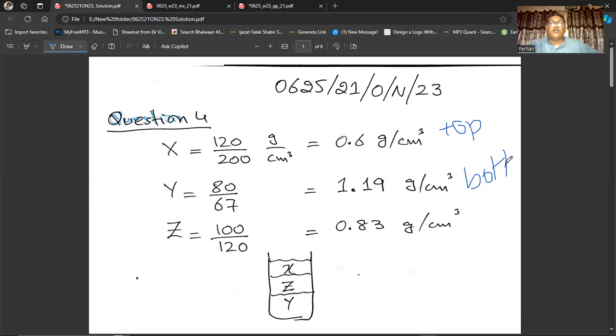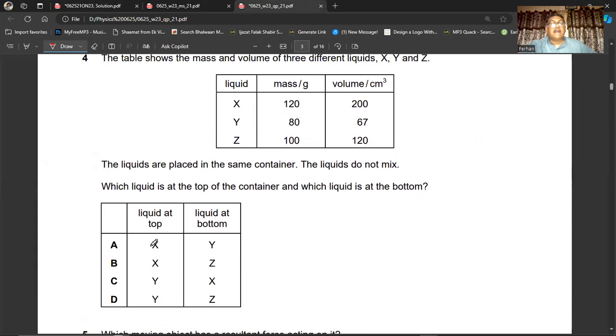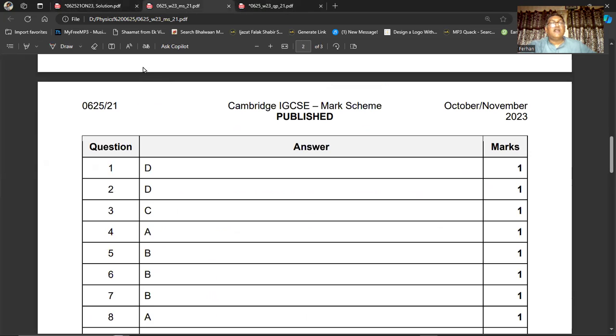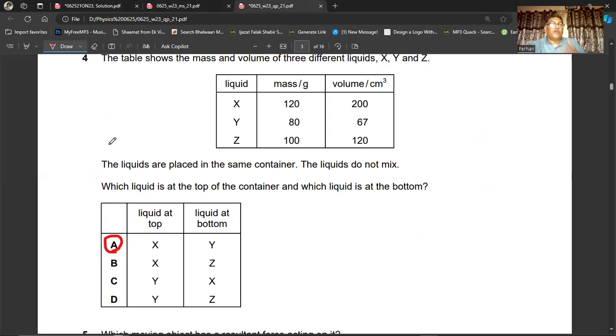On the top will be X, and then you will have Z, and then you will have Y. So on the top will be X, and on the bottom will be Y. So I think A is the choice, sir. Question number 4, A looks the right choice. This is how I have found this, and this is that question. So A is the choice.